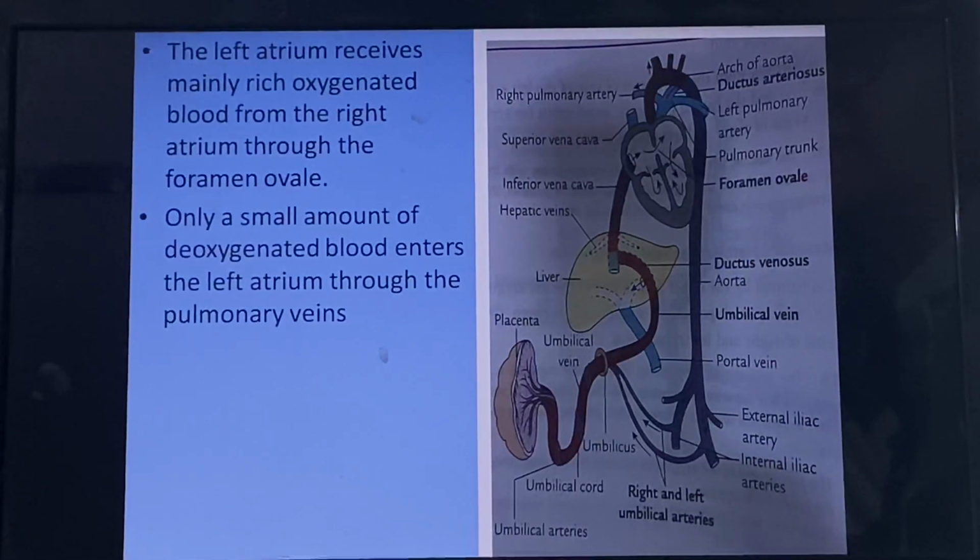The left atrium receives mainly richly oxygenated blood from the right atrium through the foramen ovale. Only a small amount of deoxygenated blood enters the left atrium through the pulmonary veins.